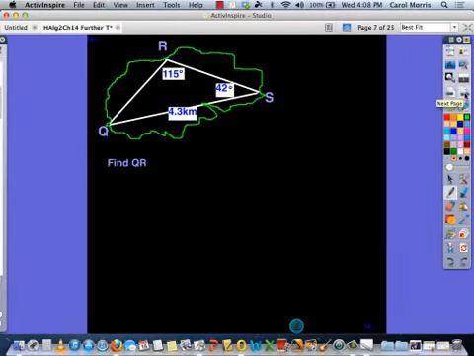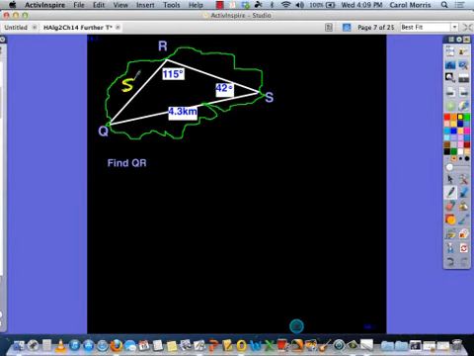Okay, now on this one, again, same situation. We want to find QR, and this would be more real life, like let's say this is a pond and we want to build a bridge or a walking path across it. If we're looking for QR, and QR is our unknown distance that we need, let's mark it. Since it's across from angle S, we'll call it little s. So little s is our unknown side.